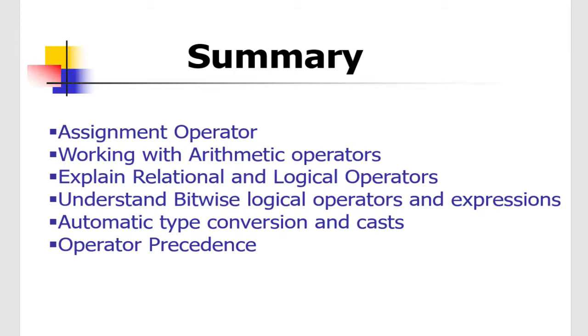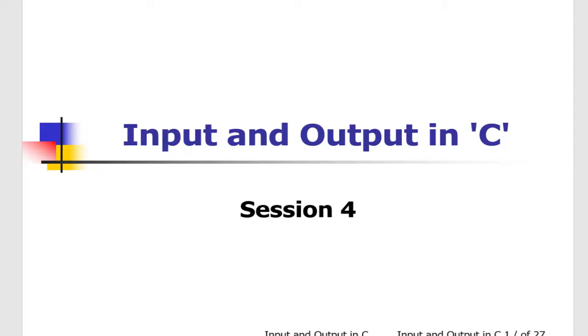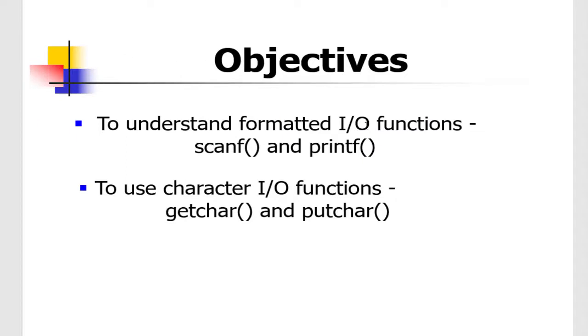In the next session, we'll be covering the following. Session 4 basically covers input and output in C, and that is why we've not written any programs so far. Once we understand how to deal with input and output, then we can start writing our programs. By the end of session 4, you'll be in a position to understand formatted input-output functions, that is scanf and printf, what you saw me using in that discount program. And you'll also learn how to use the character input-output functions, that is getchar and putchar.